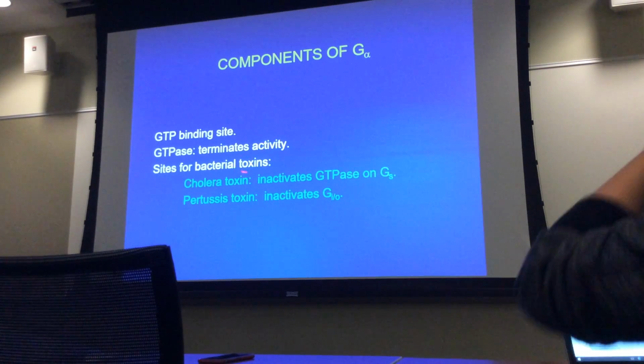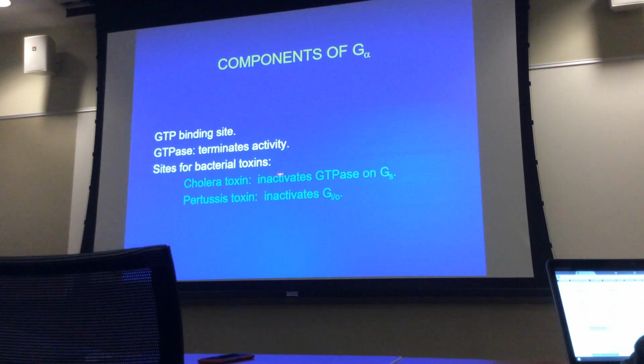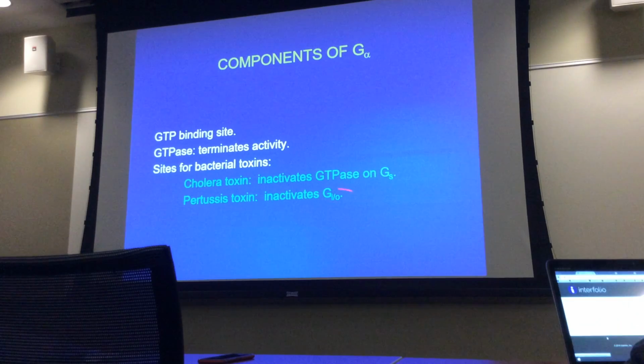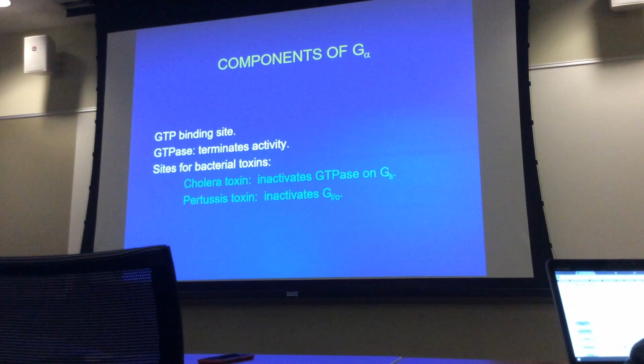Cholera toxin, of course, is responsible for cholera. It is a toxin that binds to the GTPase on one of the subfamilies of G alpha. And pertussis toxin binds to another subclass of G protein called GI and GO. I'll talk about these toxins in more detail a little bit later on.